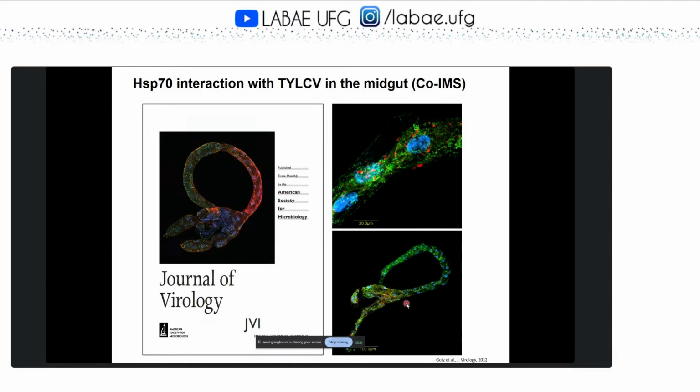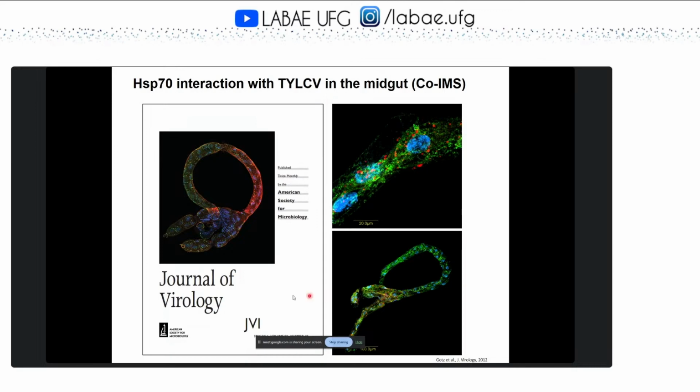And later on, we also found that HSP70 is part of the activation of the immune system against the presence of the virus. Because when we silenced or inhibited HSP70, there was an increase in virus transmission. That means in a regular situation, HSP70 acts to prevent the virus from being transmitted or transported through the gut, because again, when we silence it, you get more transmission of the virus.